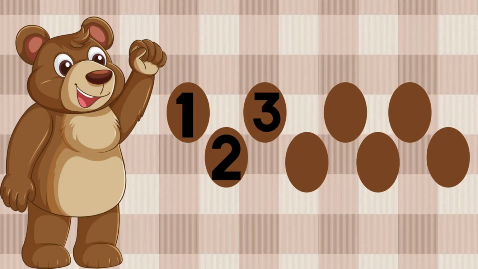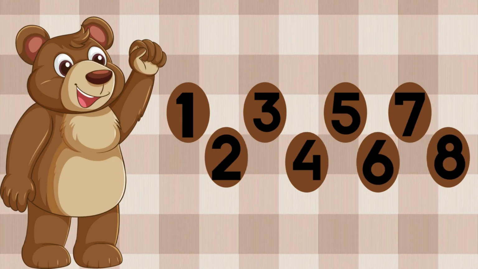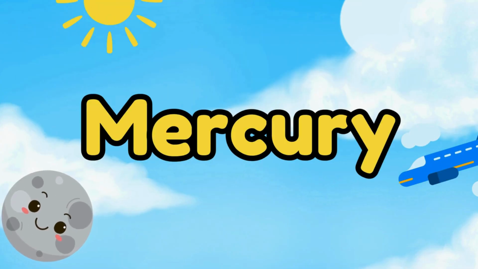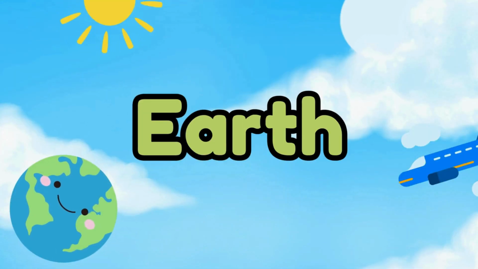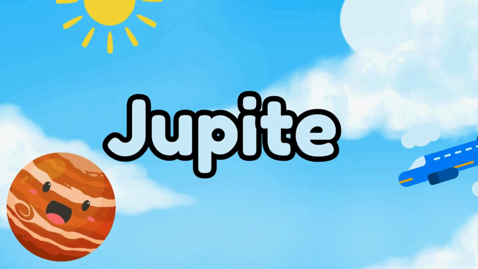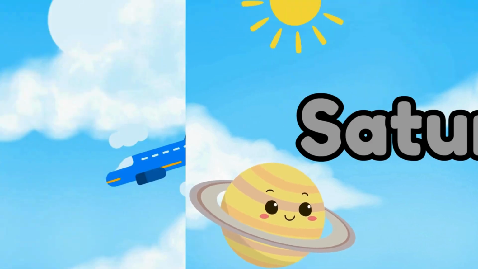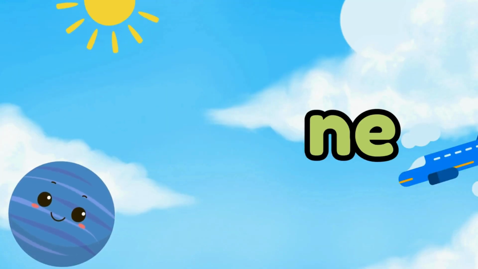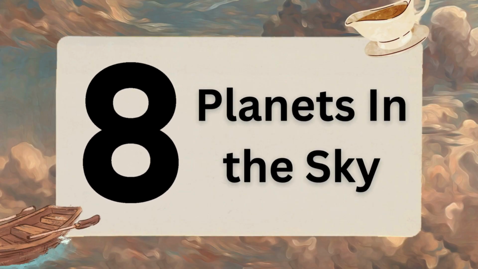1, 2, 3, 4, 5, 6, 7, 8. Mercury, Venus, Earth, Mars, Jupiter, Saturn, Uranus, Neptune. Eight planets in the sky.